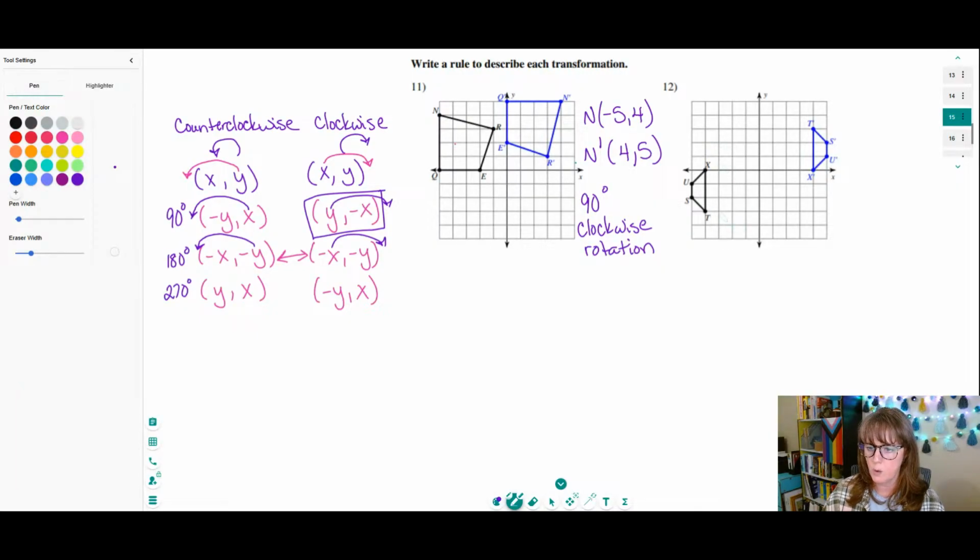I'm going to go with T here. So original T is at (-4, -3). And then T prime is at (4, 3). And that is consistent with our 180-degree rotation. The x and y don't switch spots, they just switch signs. And these were both negative before, now they're both positive. So this is a 180-degree rotation.